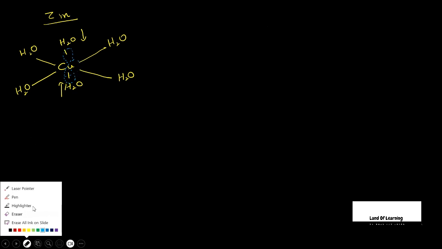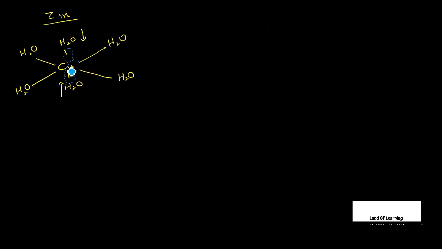Okay, this is dz square, and there's another small ring around this too, right? So this is dz square. Now when these two ligands are coming towards the metal center, this orbital will increase its energy because of the destabilization due to the steric hindrance, the electron repulsions, right?